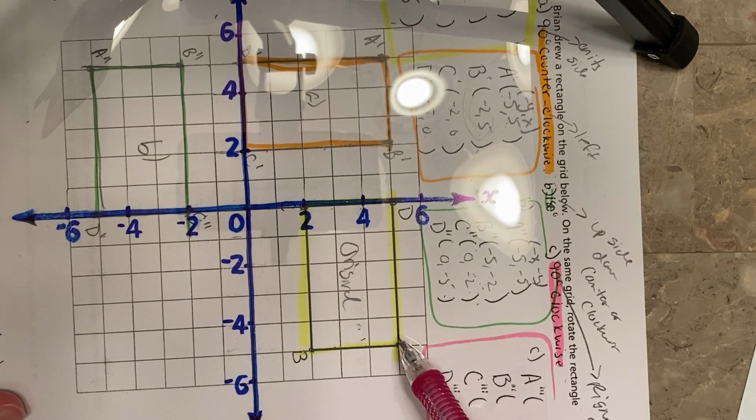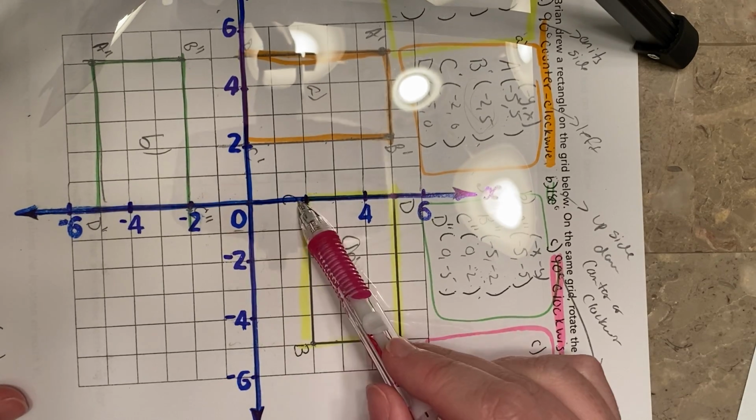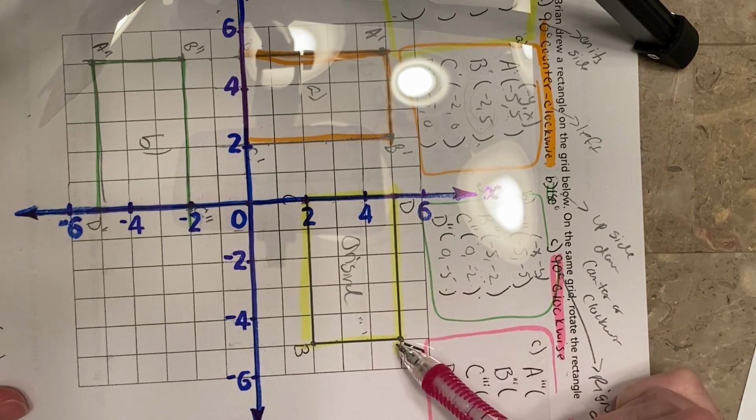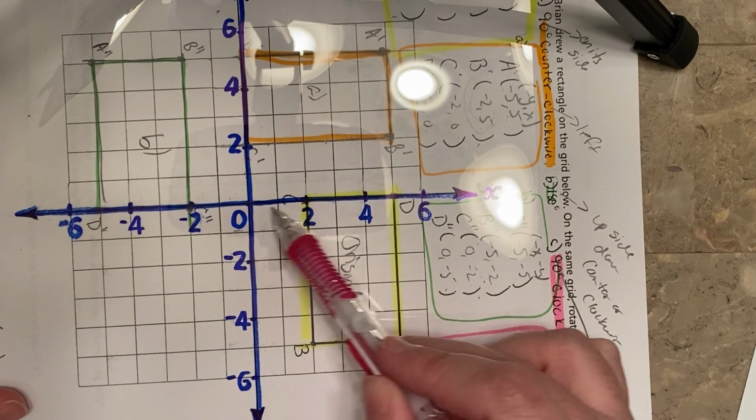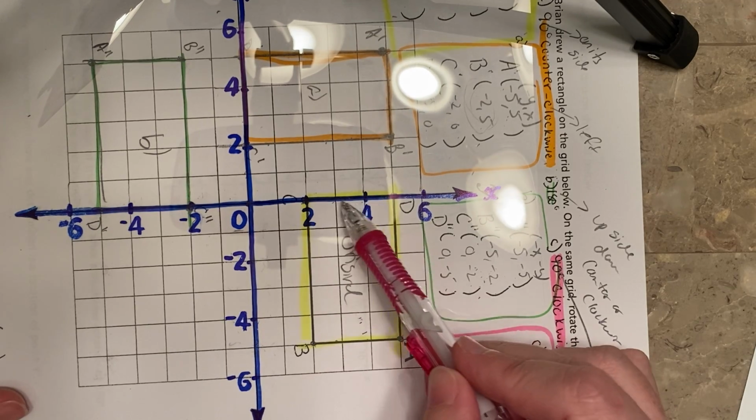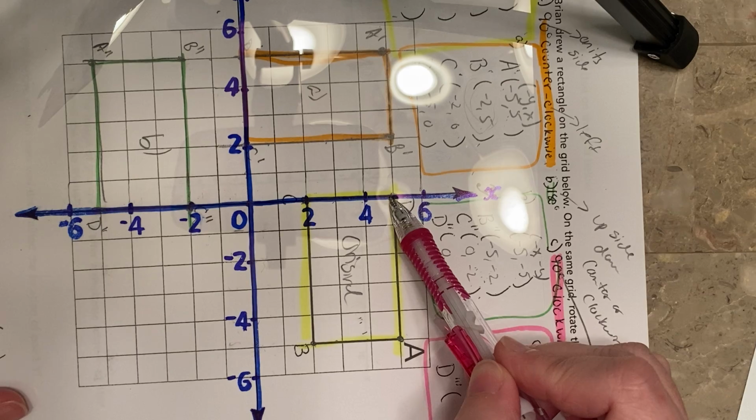So A, now this is a triple prime. So 1, 2, 3, 4, 5, 1, 2, 3, 4, 5. So 5, -5. Then it's 2, -5, 2, 0, and 5, 0.